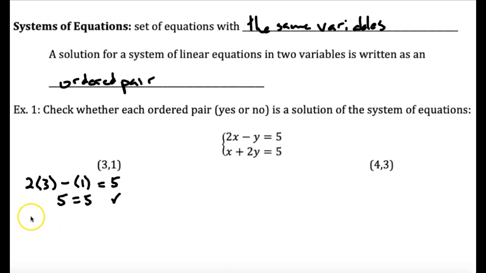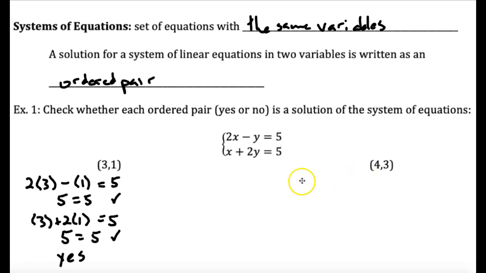Then I want to do that for the other equation. So if I plug 3 in for x and 1 in for y, does that equal 5? So 3 plus 2 times 1 is 5. 5 equals 5. So since this coordinate point is on both of these lines, when I plug them in, it works. That means that that point is a solution to the system of equations. Why don't you take a second here and try this one.